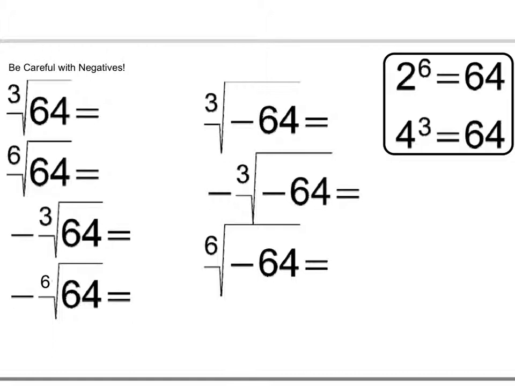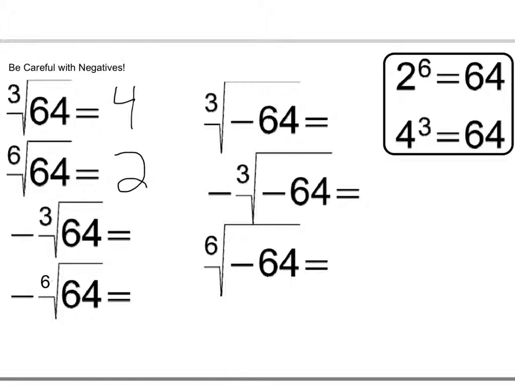Using that information, these first two radicals are very easy to evaluate. The cubed root, or the third root of 64, is just the number of times itself 3 times it equals 64. Based on my given information, that has to be 4. Similarly, the sixth root of 64 is the number of times itself 6 times that equals 64, which again, from my given information, is shown to be 2.